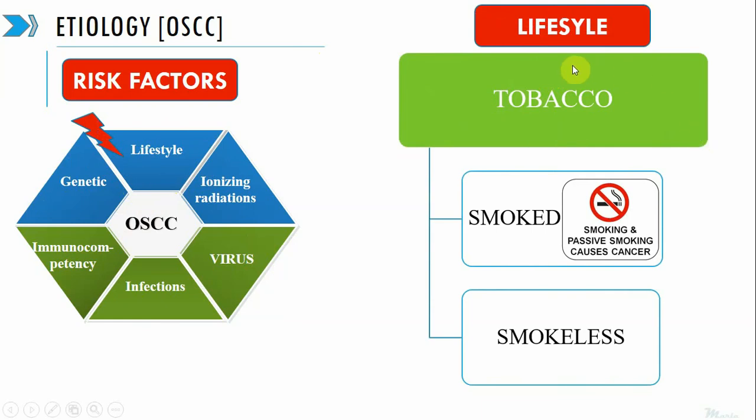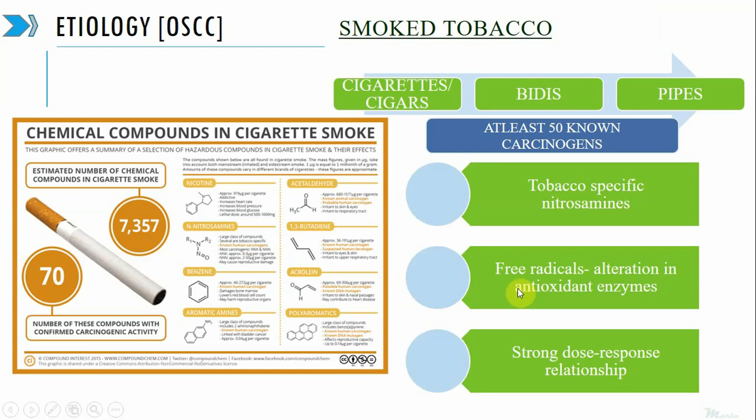Tobacco smoking is one such lifestyle which is significantly associated with the development of oral cancer. Tobacco can be consumed in smoked or smokeless forms. Whichever the form of use, both are associated with the development of cancer. Tobacco consumed in smoke forms, such as cigarettes, beedis or pipes, is known to produce at least 50 known carcinogens. The most significant of these carcinogens are tobacco-specific nitrosamines and free radicals, which cause an alteration in the antioxidant enzymes.